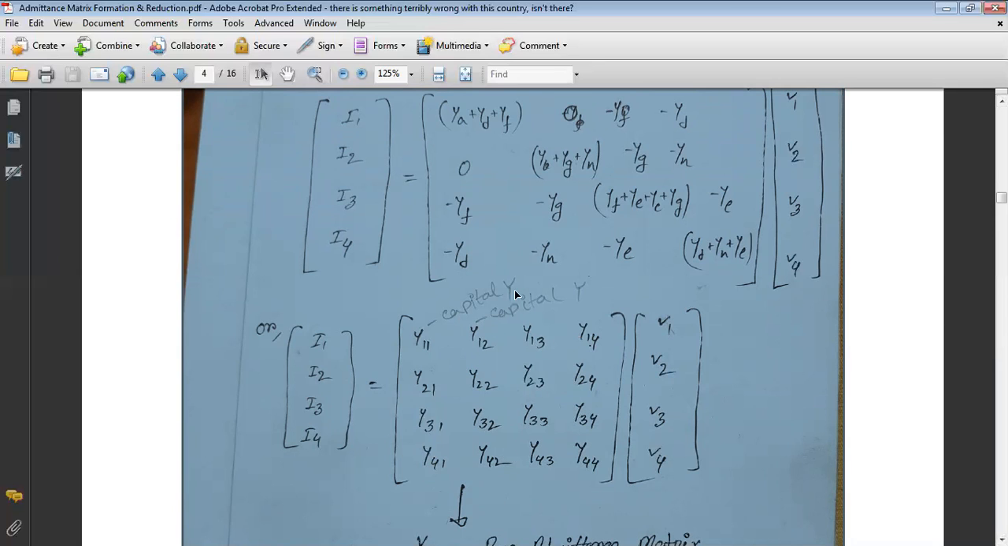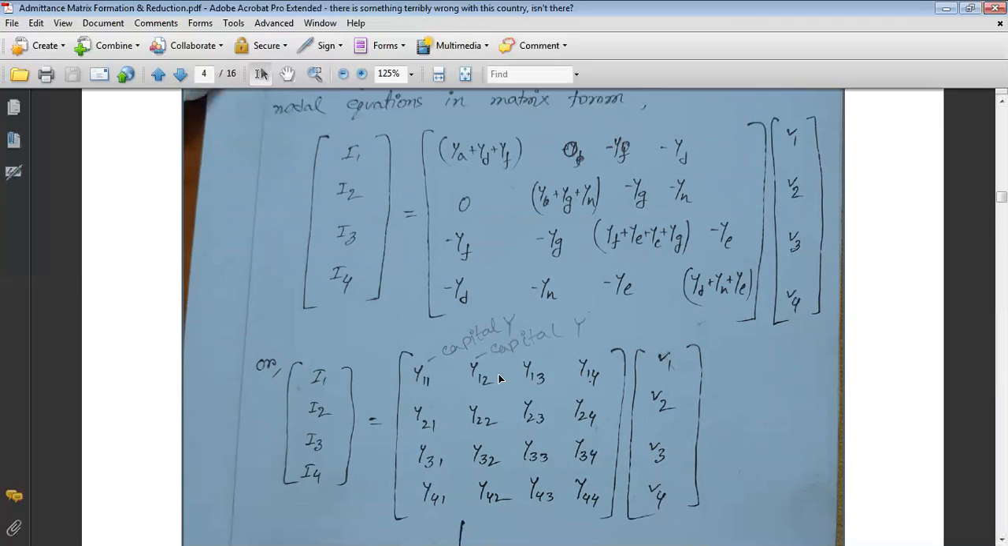So if the value of Y12 is 0, it means that the value of Y21 should be 0. If the value of Y23 is minus YG, then the value of Y32 should be minus YG. So the upper diagonal and lower diagonal elements should be the same. If we shift a row to column and column to row of a mutual admittance, the value remains the same. So this is a very interesting thing for mutual admittance. So this is the 2nd decision.